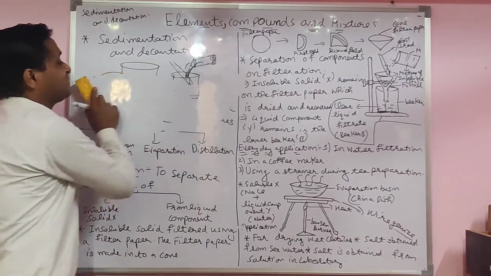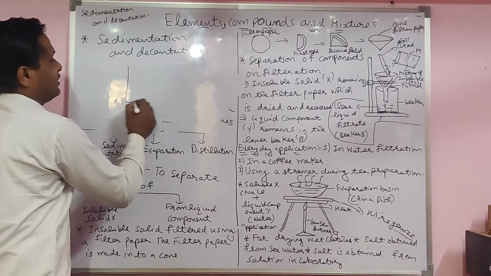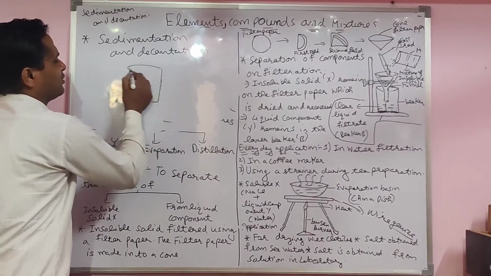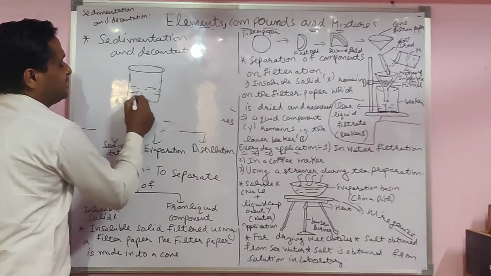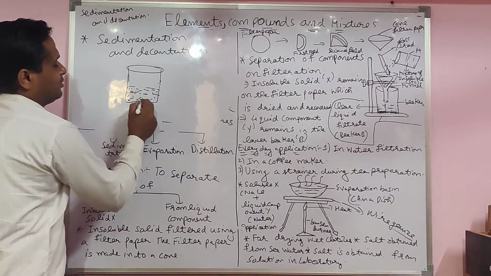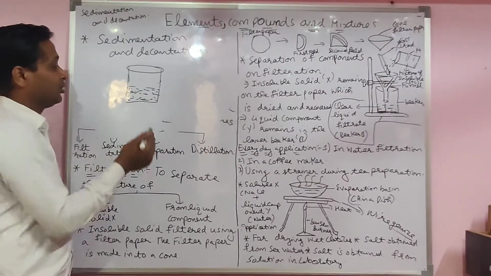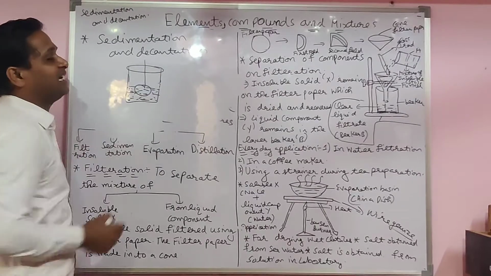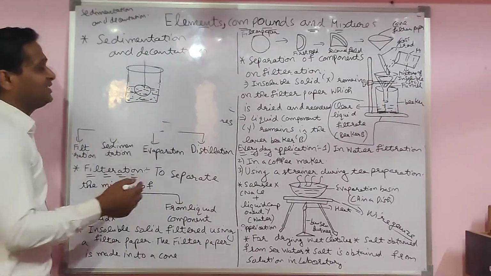If a particle's weight is very, very low, not more. For example, you have a beaker. Here the sand particle size is not very big and the weight is not very high, so the particles are unable to settle. So what do you do? You add potash alum here.